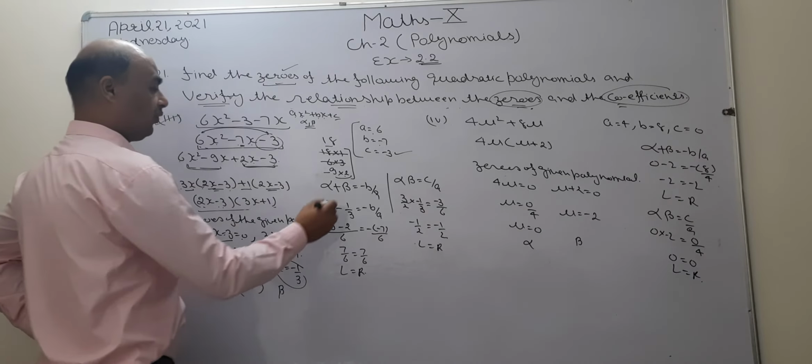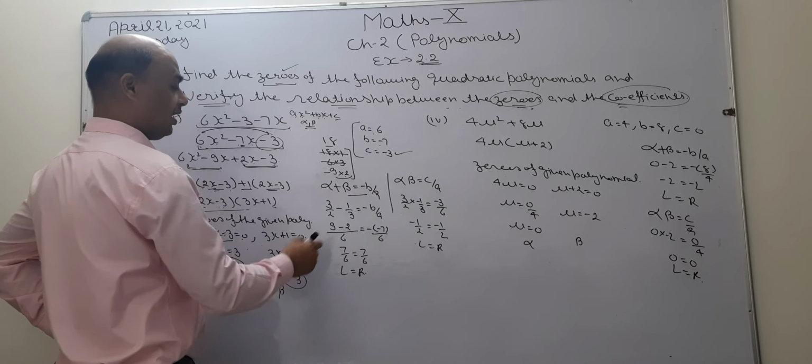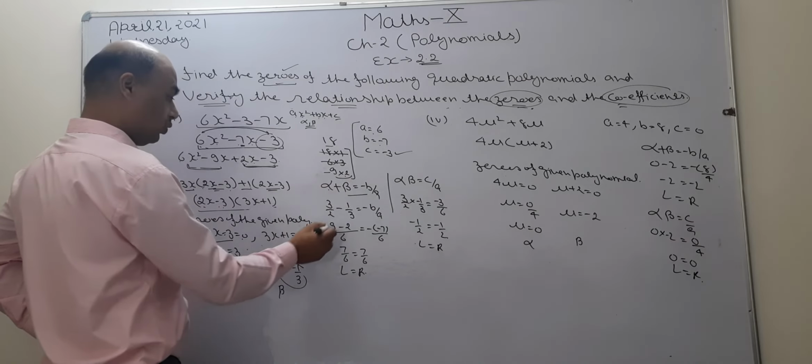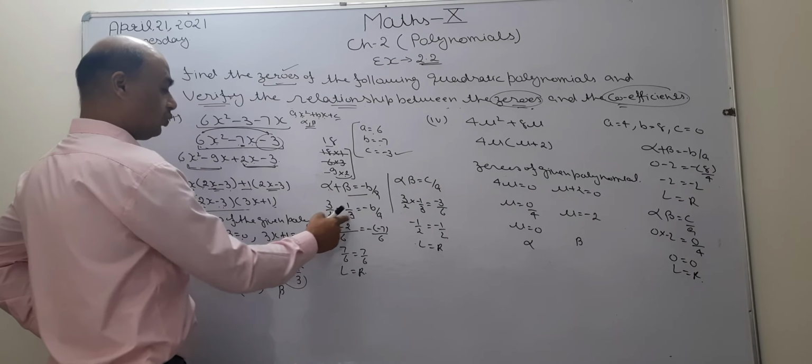Now I am going to verify, starting with sum. What is the formula? Alpha plus beta equal to minus b by a. What is the value of alpha? Alpha is 3 by 2 right here. What is beta? Minus 1 by 3 right here. LCM of 2 and 3 is 6.